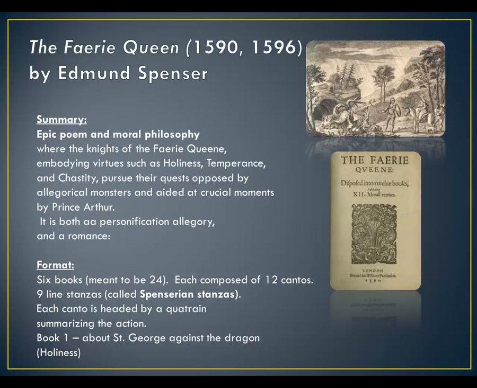So if we look at The Faerie Queene, which was published first in 1590 and then in 1596, it's an epic. Like I said, it's an epic poem, and it's based on moral philosophy. That idea that it's going to teach a lesson, and we'll talk a little bit more about that. So the summary is the Knights of the Faerie Queene, and the Faerie Queene is a reference to Queen Elizabeth.